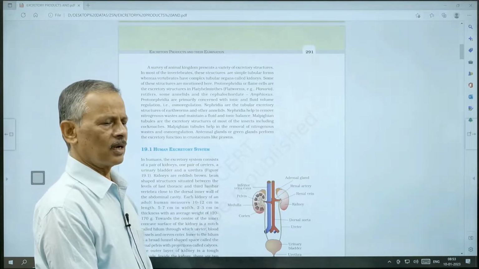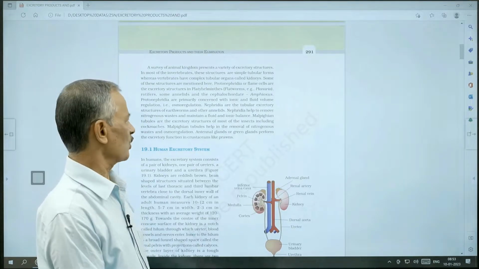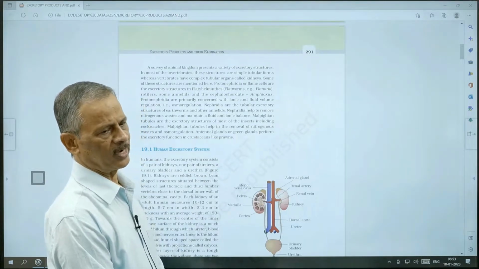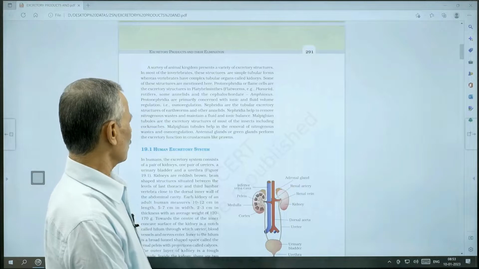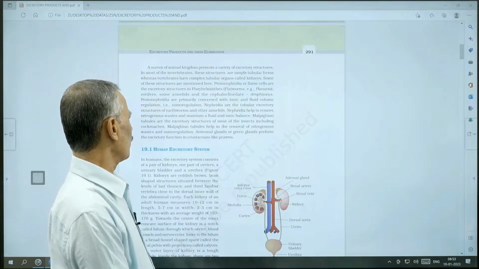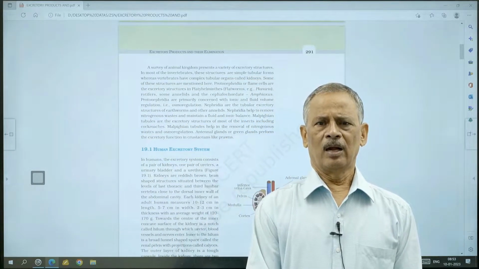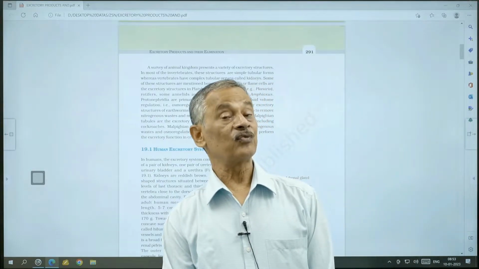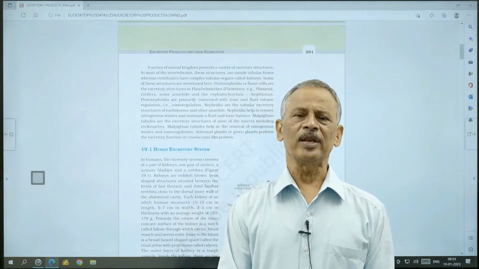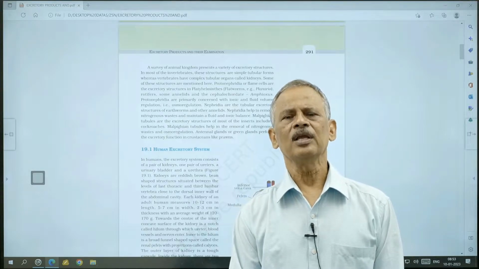In crustaceans, including crabs, lobsters, prawns, etc., they are having green glands or antennary glands. They are all aquatic. They have green glands or antennary glands that perform the function of excretion. So understand that different animals are having different types of excretory structures. Okay. In vertebrates, we are having kidneys. All vertebrates are having kidneys.